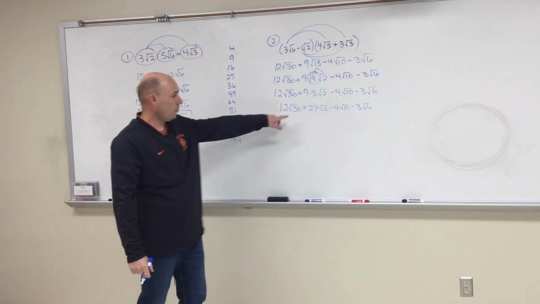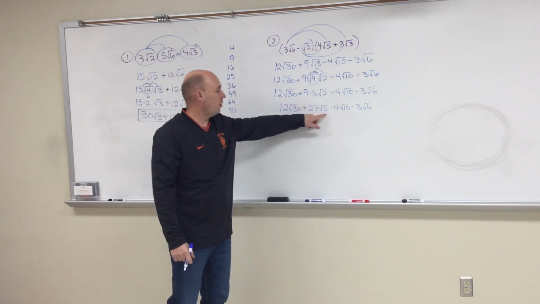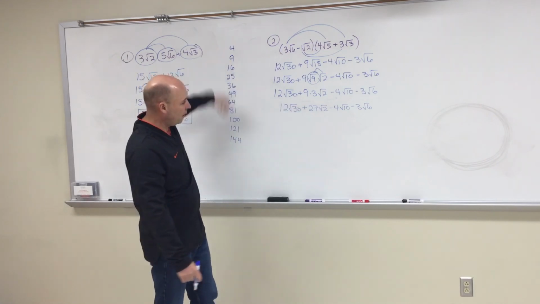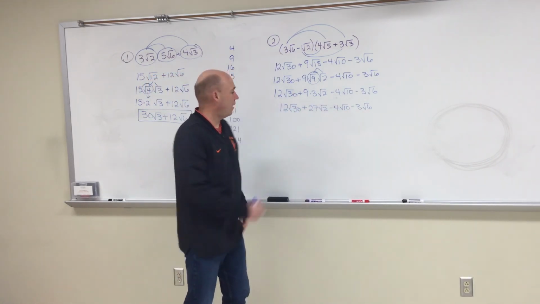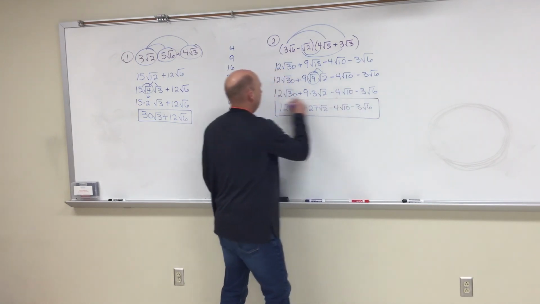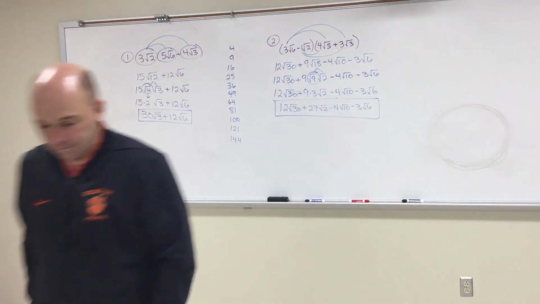None of the numbers divide into 30. None of the numbers divide into 2. None of the numbers divide into 10. None of the numbers divide into 6. I can't add these together because they're all different radicals. So this entire thing is my answer.